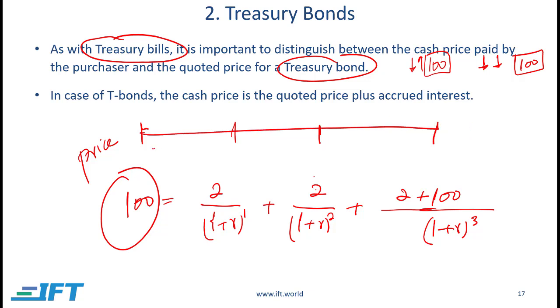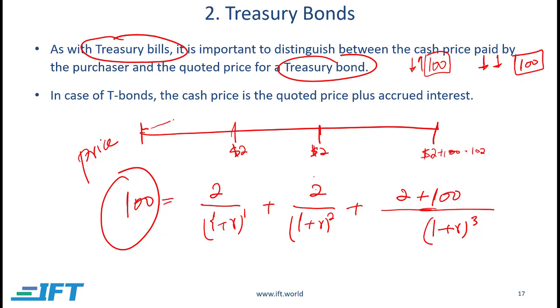But as you move along, as you move closer to the end of first year where the $2 payment is going to come, and then end of second year with the $2 payment, and then end of third year with the 2 plus 100, which is a $102 payment coming in, what will happen to the market price is that the market price will not stay at 100.